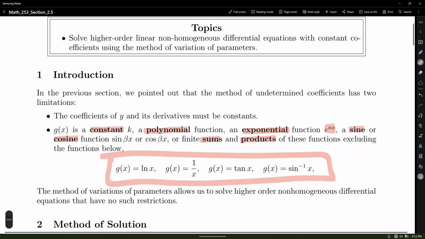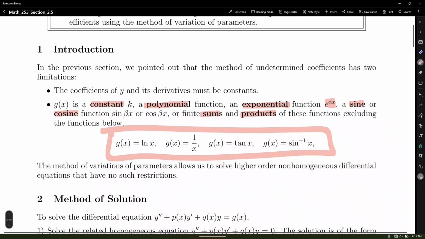All right. So here's the thing. Now, with variation of parameters, we're going to design a method to actually be able to solve differential equations where the input function, the right-hand side of the DEs, are these kinds of functions like logarithmic functions, the remaining four trig functions, rationals, or combinations of these ones.